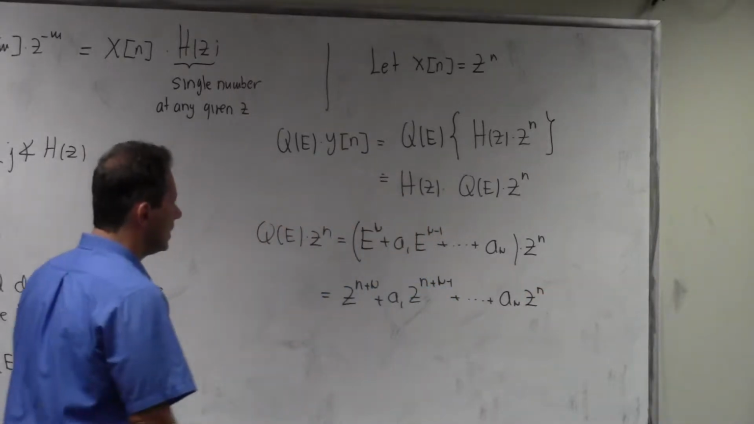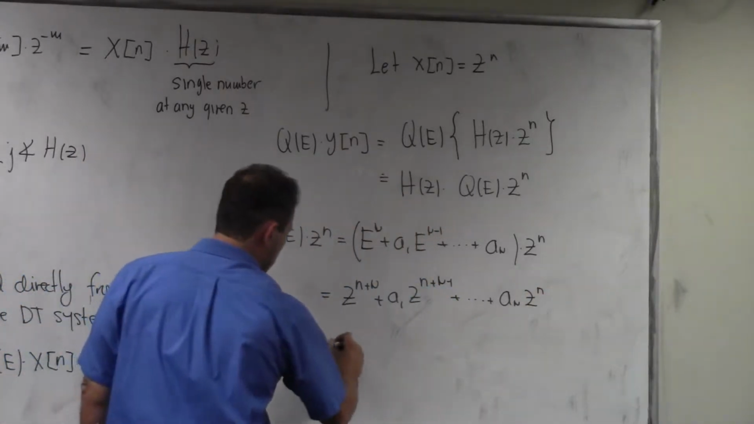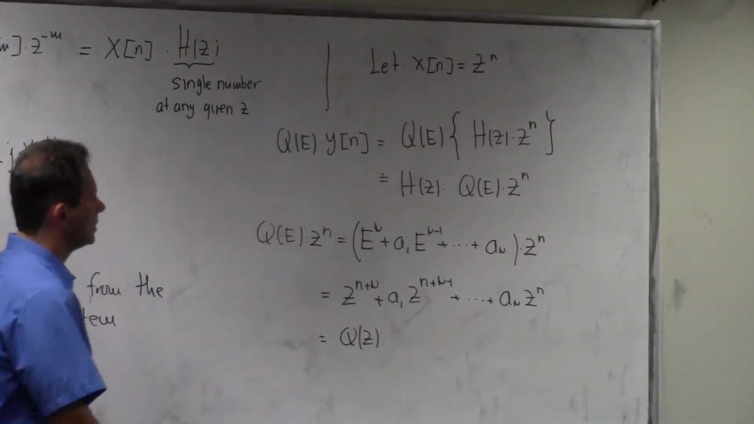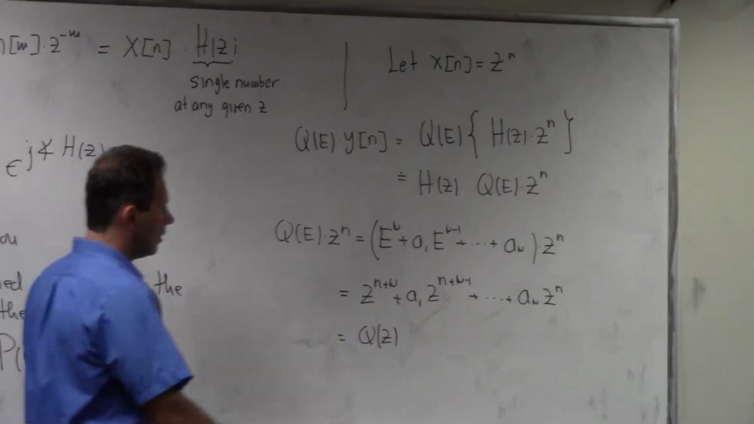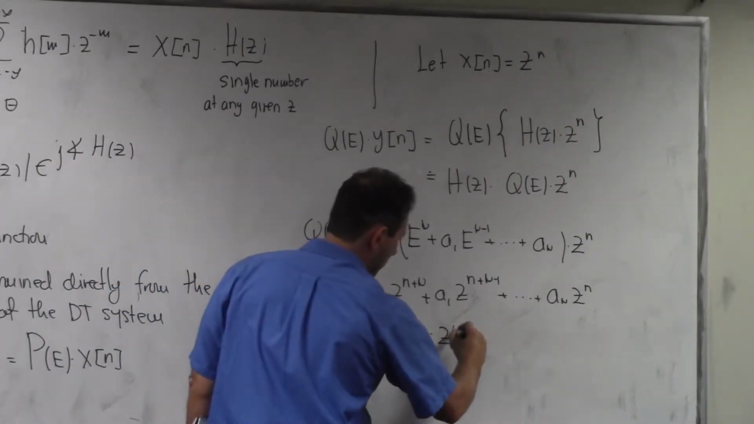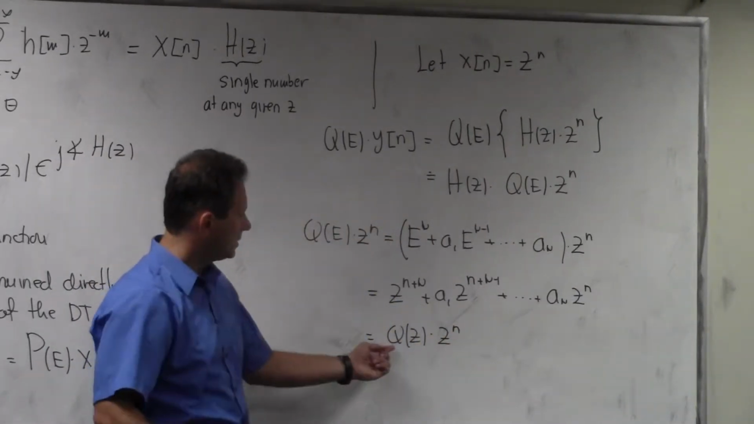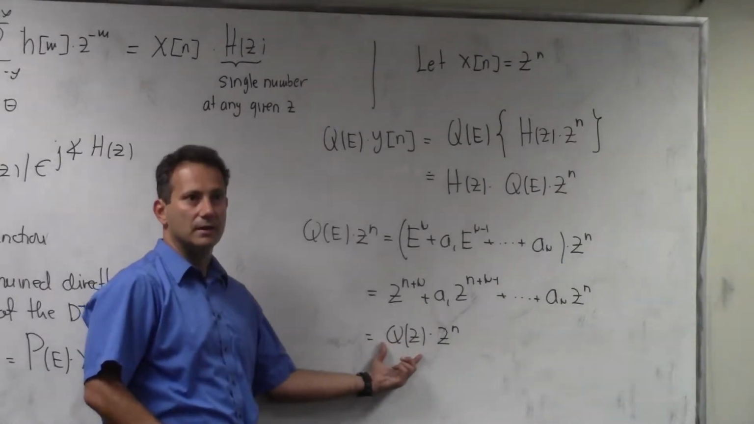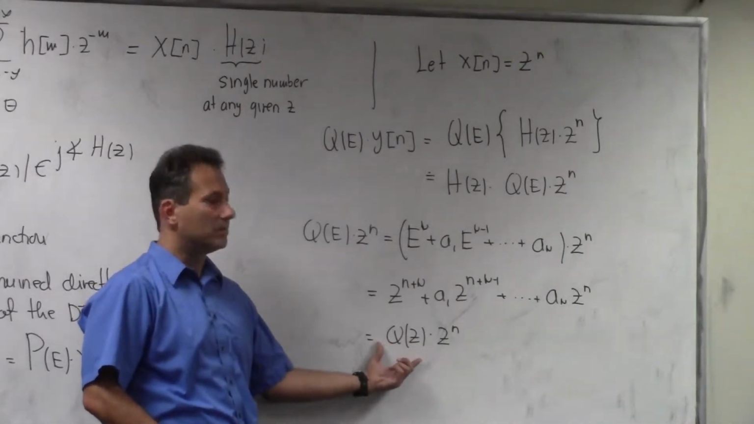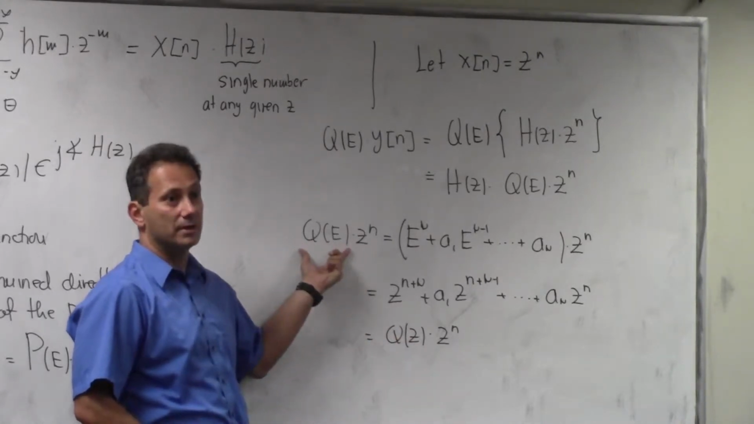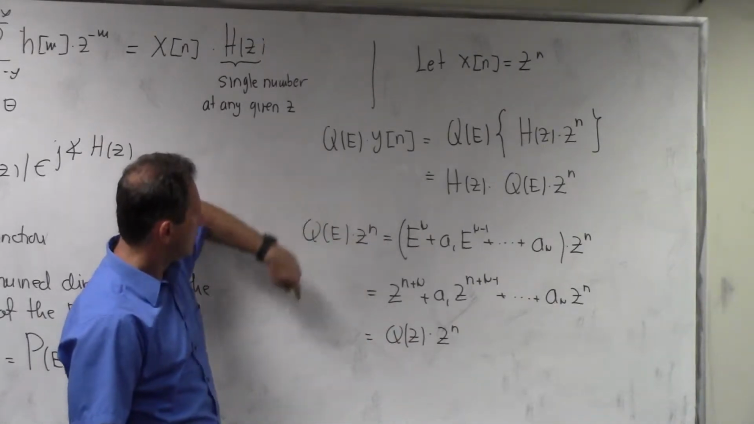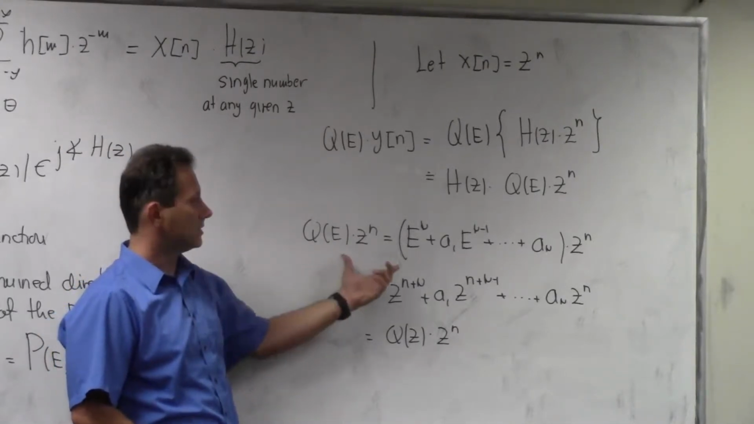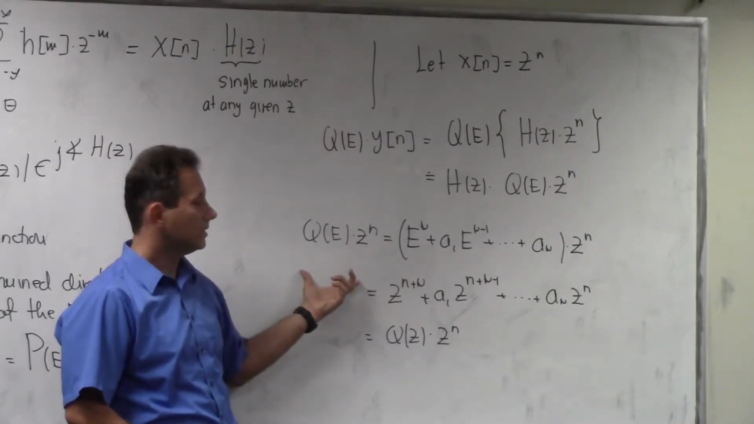If I take z to the n as a common factor, then you can see that this is really Q of z, where I have substituted z instead of E, times z to the n. Now this is different. This Q of z is again a simple number. It's just a single number. Q of E is an operator, right? You cannot just cancel this.